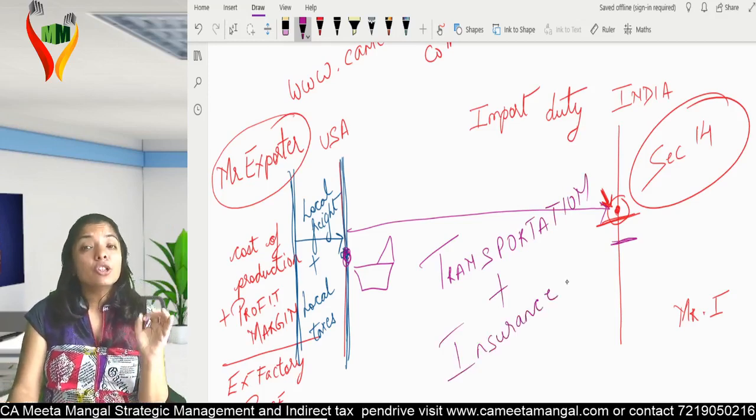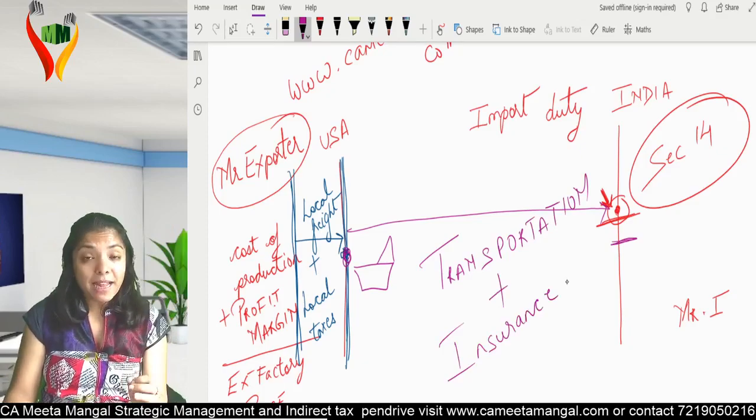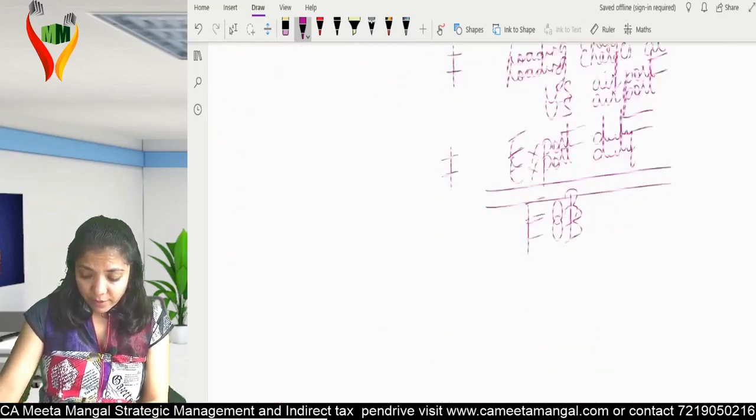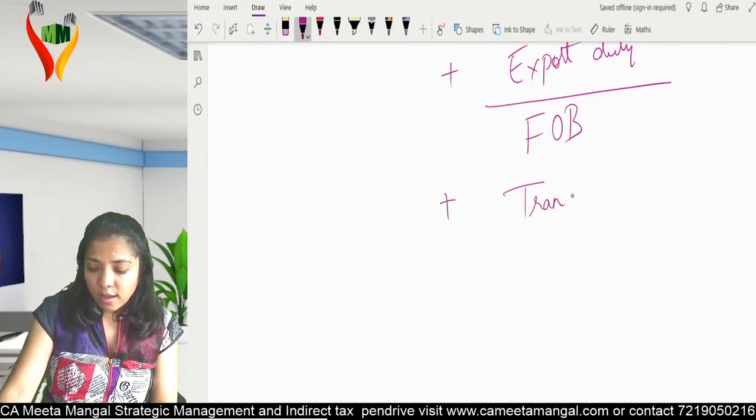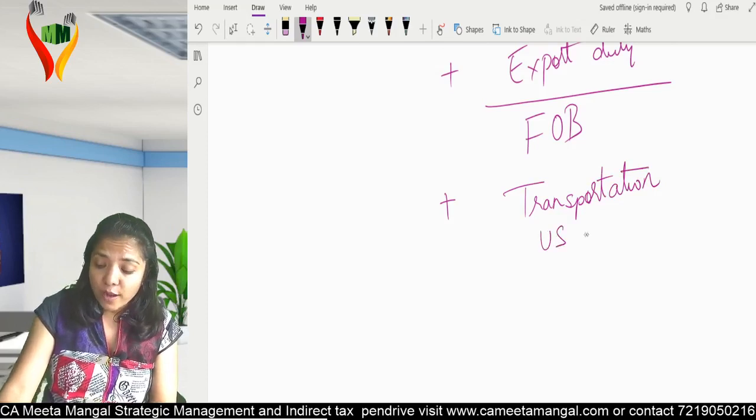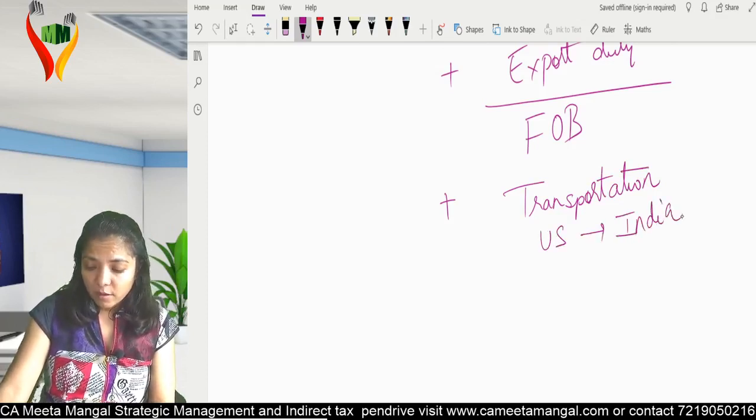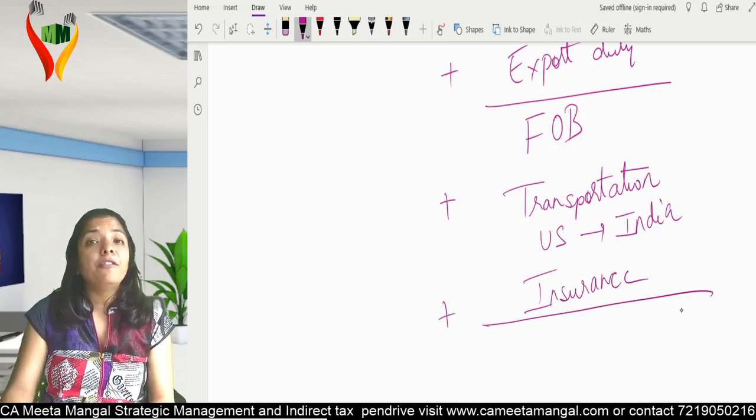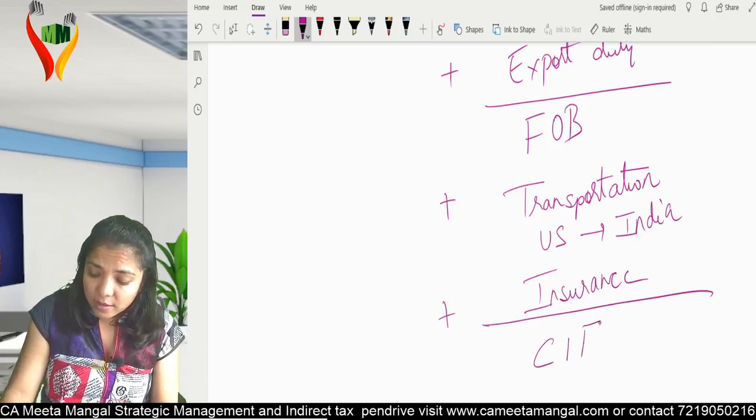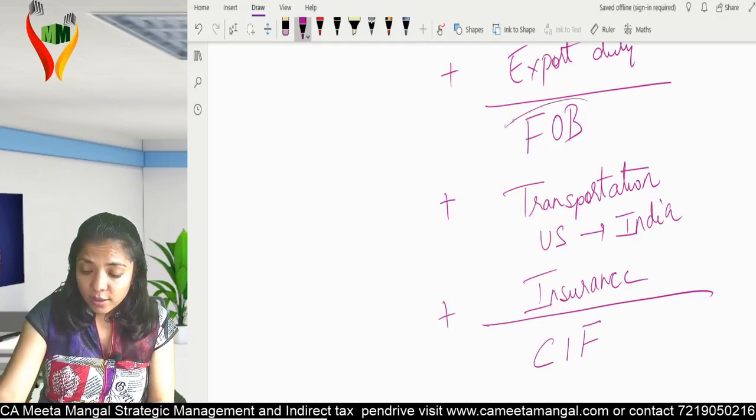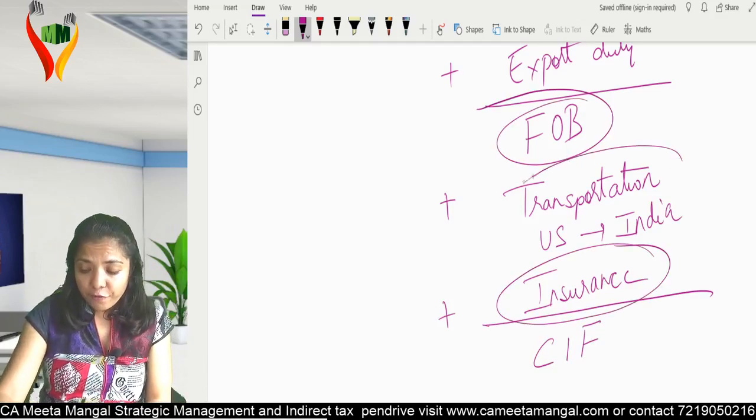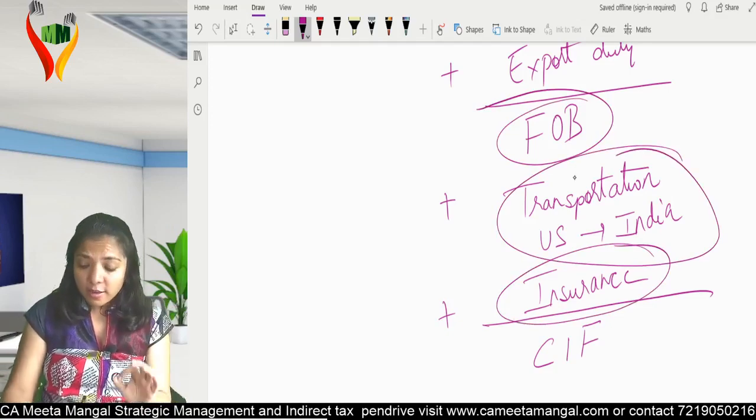I hope you're with me. That means in this FOB, I need to add transportation cost. Transportation cost from where to where? From US to India, plus insurance, and after adding these two, I will get CIF. What is CIF? Cost, insurance, freight. I hope you're with me. What is CIF? Cost, insurance, freight.